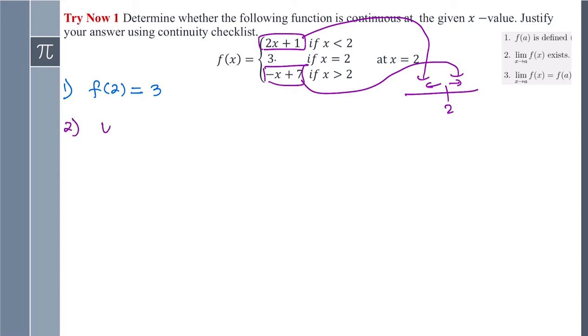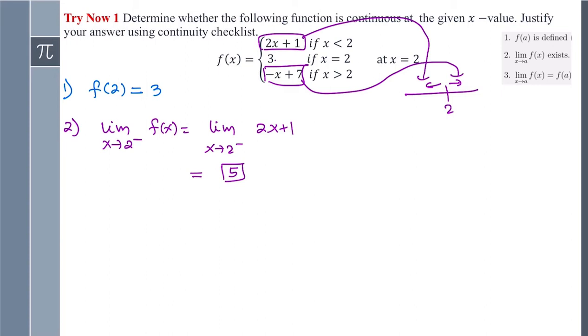So limit as x approaches 2 from the left of f of x equals limit as x approaches 2 from the left of 2x plus 1. So when we plug in 2, we get 2 times 2, 4 plus 1, this is 5. So that's the left side limit, okay?